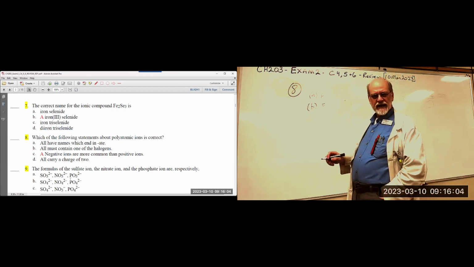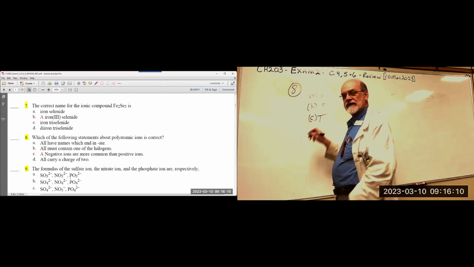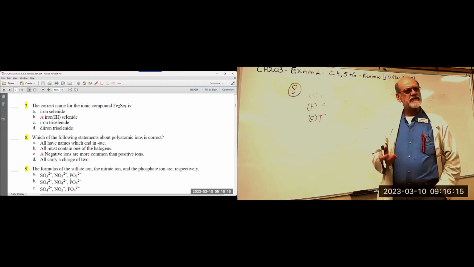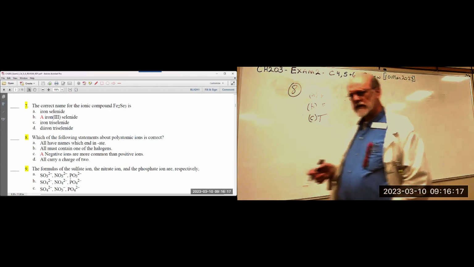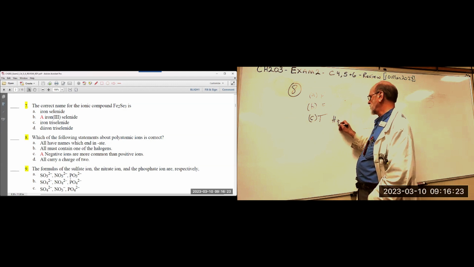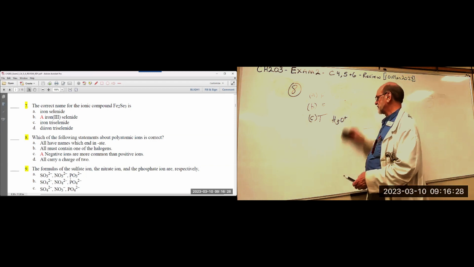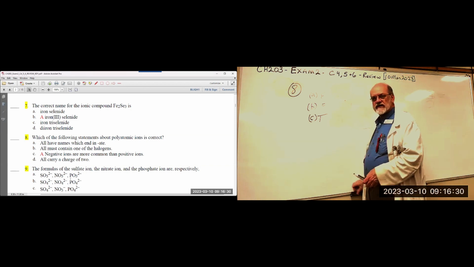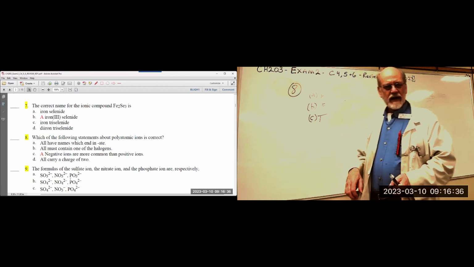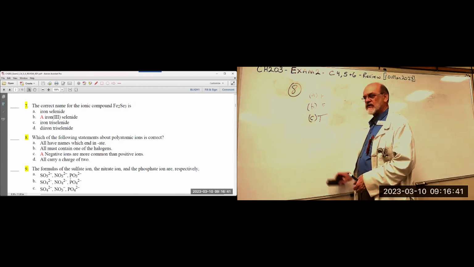How about C? Negative ions are more common than positive ions. That is true. The ammonium, that's the only positive one we've considered. Now, there's another one, the hydronium ion. It's also positive, but it's not in your list, and the reason it's not in your list is it doesn't form compounds like ammonium does. All carry a charge of 2? Nope. The charges are all over the place.